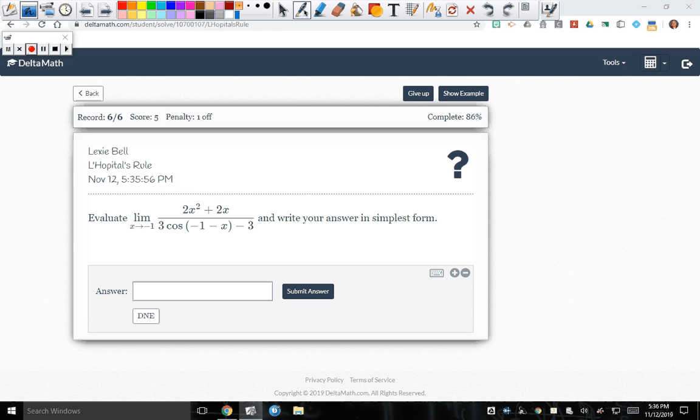So for L'Hopital's rule, we first plug in the -1 and see, do we get one of those indeterminate forms, 0 over 0 or infinity over infinity? Plugging in the -1 up top, you'll get a 0. Plugging the -1 in the bottom, you're also going to get a 0. Okay? So again, we're not setting this equal to 0. We're just saying that we have a 0 over 0 indeterminate form.